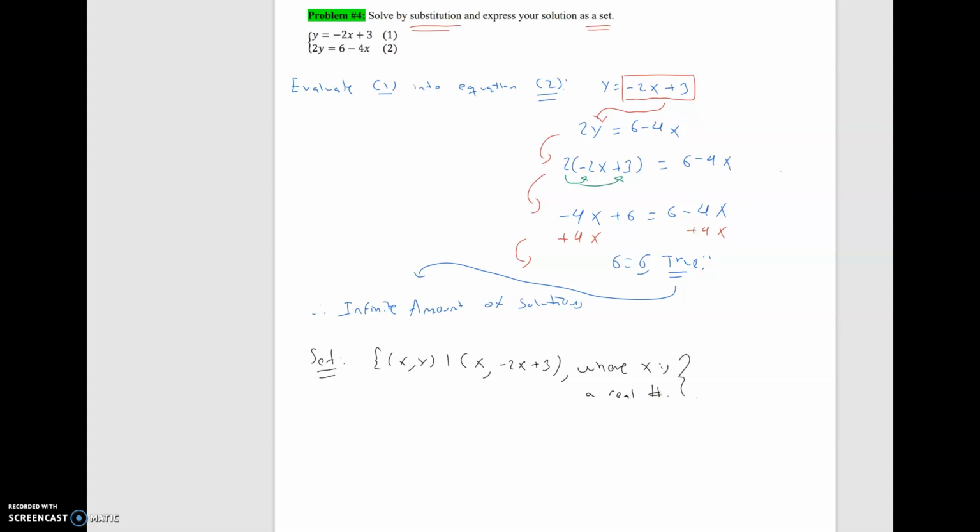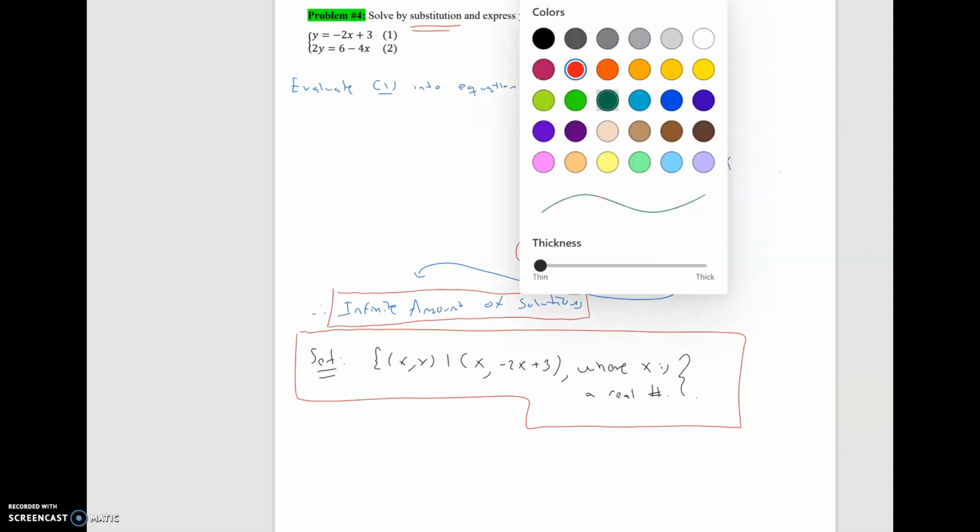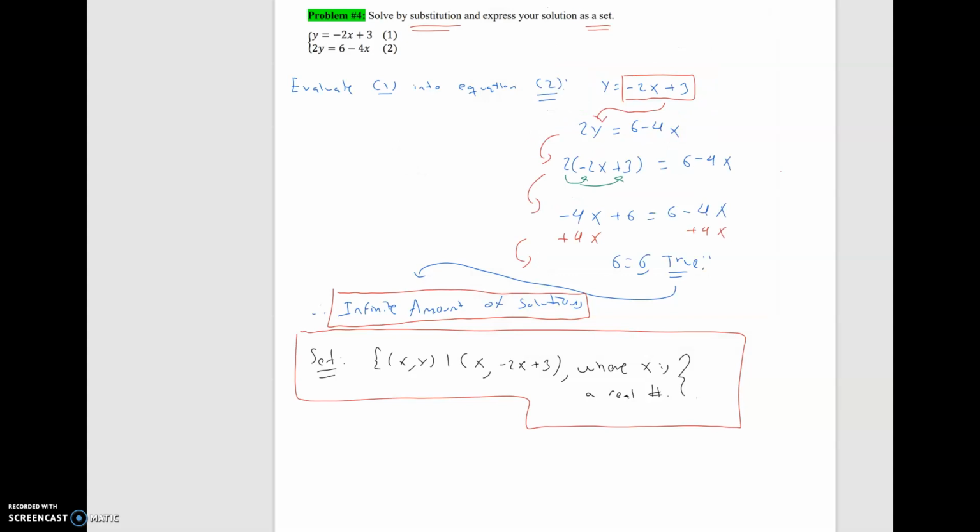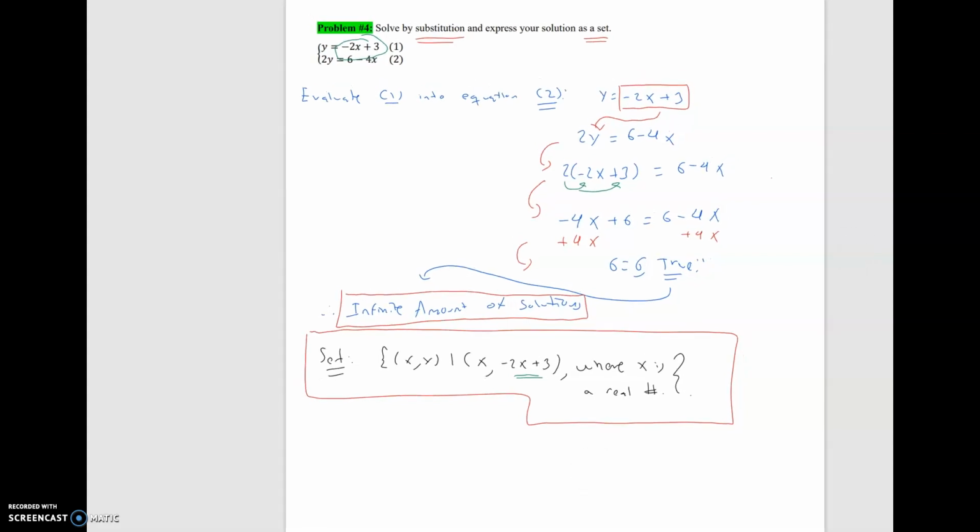The real numbers represent any number on the number line. So any coordinate point of the form x and then y being negative 2x plus 3 is going to be a solution for the equation. Another way of saying this is that they intersect at every coordinate point that is on the line. That's it for this problem. We ended up with an infinite amount of solutions, and we applied the substitution method.